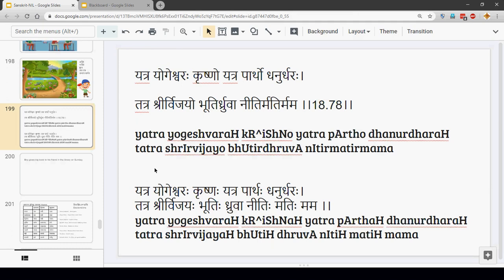Yatra Yogeshwara Krishnaha Yatra Parto Danudharaha Tatra Srir Vijayo Bhutir Dhruva Nitir Matir Mamama.